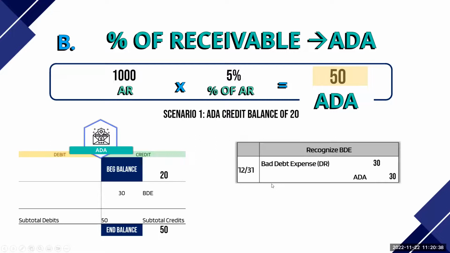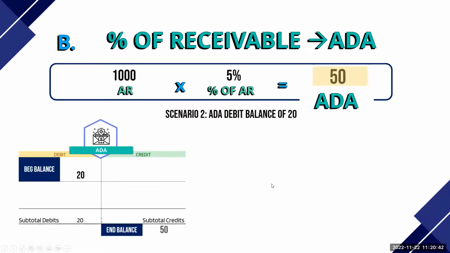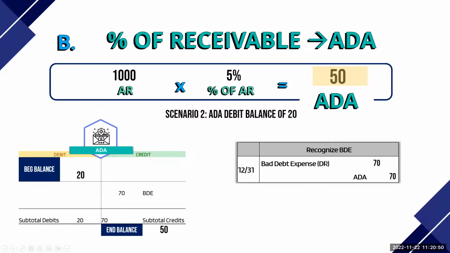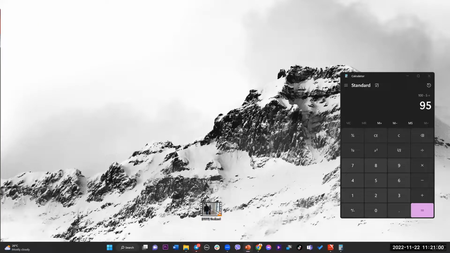And then the last scenario would be, again, yung 50 dito sa baba lalabas, even though debit to. And then here, since this is the debit, we need the 70 credit. And therefore, the adjusting entry instead would be BDE 70, credit ADA of 70. And then, again, it's still 950, right?